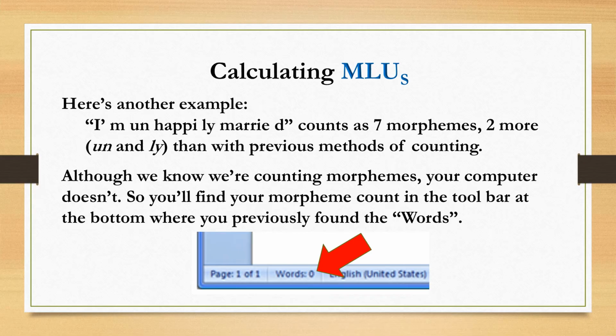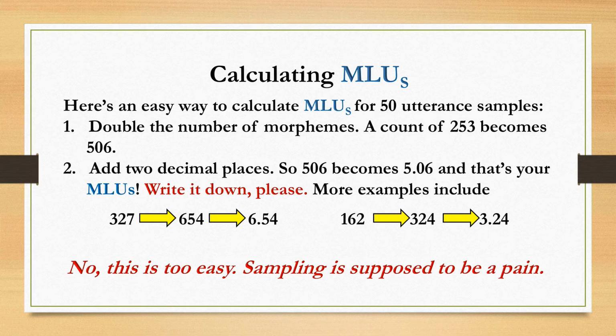In the example, you can see how an utterance might look when you've added spaces. Because I'm is 2 morphemes, unhappily is 3, and married is 2, the utterance has 7 morphemes. With our apologies to happily married couples, this utterance illustrates how an utterance will appear once you've divided it into morphemes. When you've separated all utterances in this way, go to the word count on the lower toolbar. This is now your total morpheme count. To calculate MLU sugar, simply double the morpheme count and add 2 decimal spaces. Often this can be accomplished in your head.